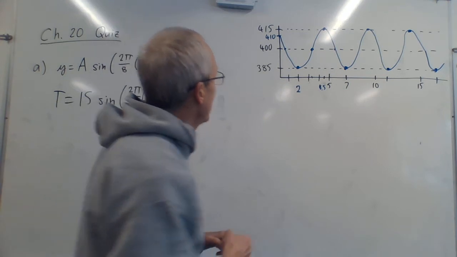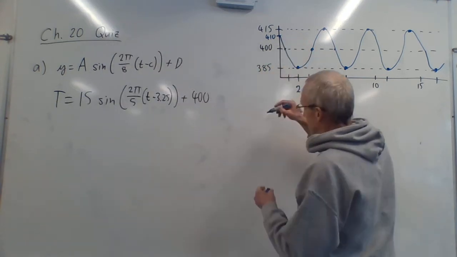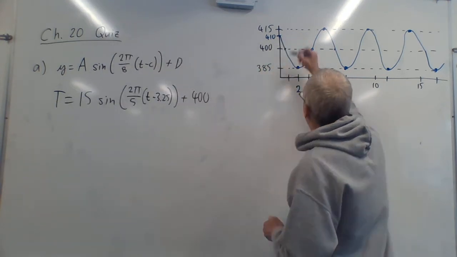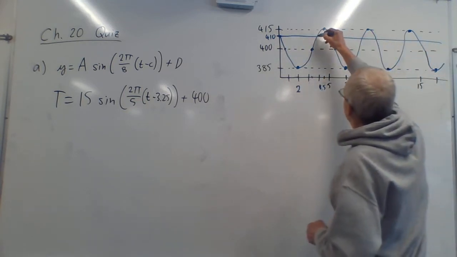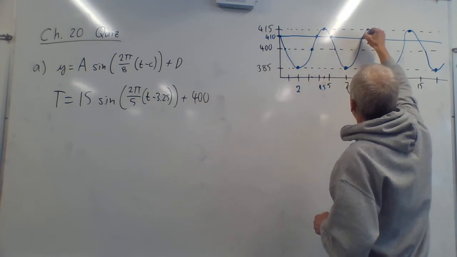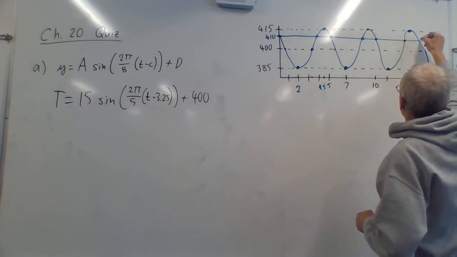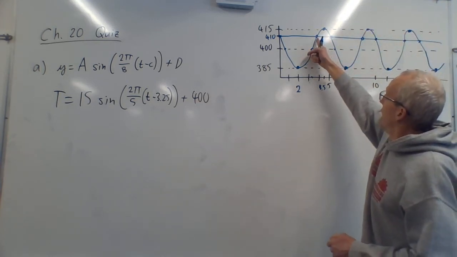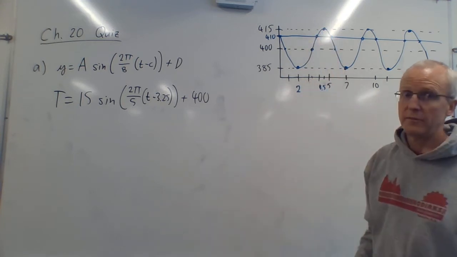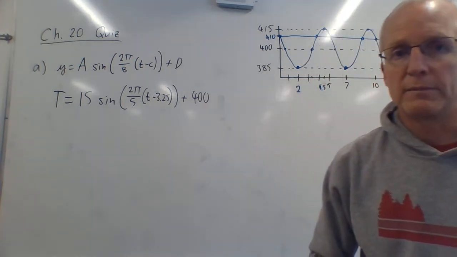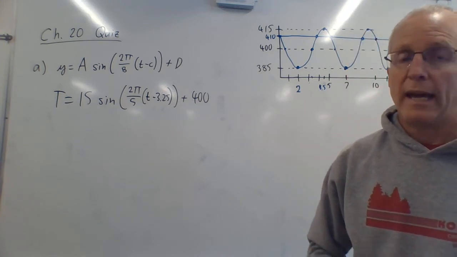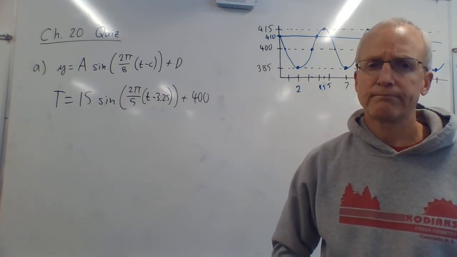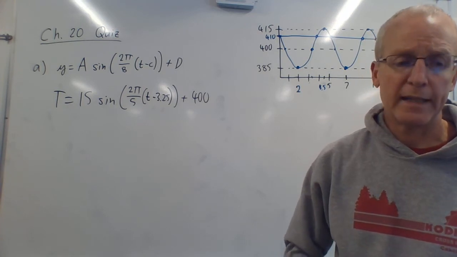So, we want to know when it's 410. Okay, so when is it 410? I'm going to draw a line across where it's 410 degrees. So it's 410 here and here and here and here and here and here. We have to figure out how long it is above 410 for each cycle. That's one of our problems. And then we can figure out how many cycles. And we might have some partial cycles, so we have to worry about that too.